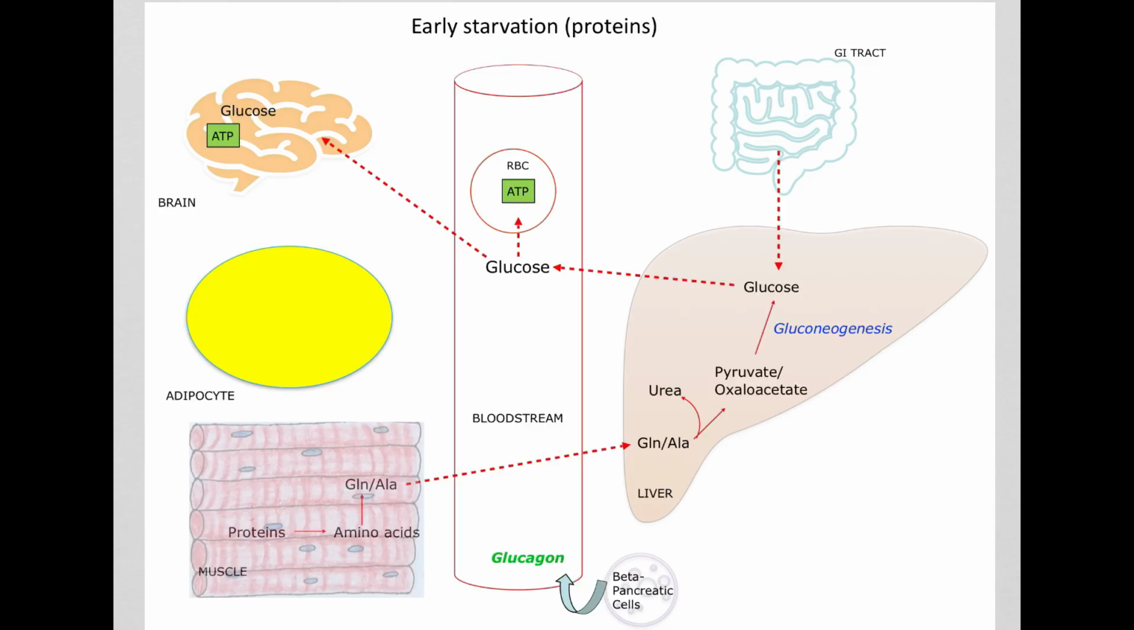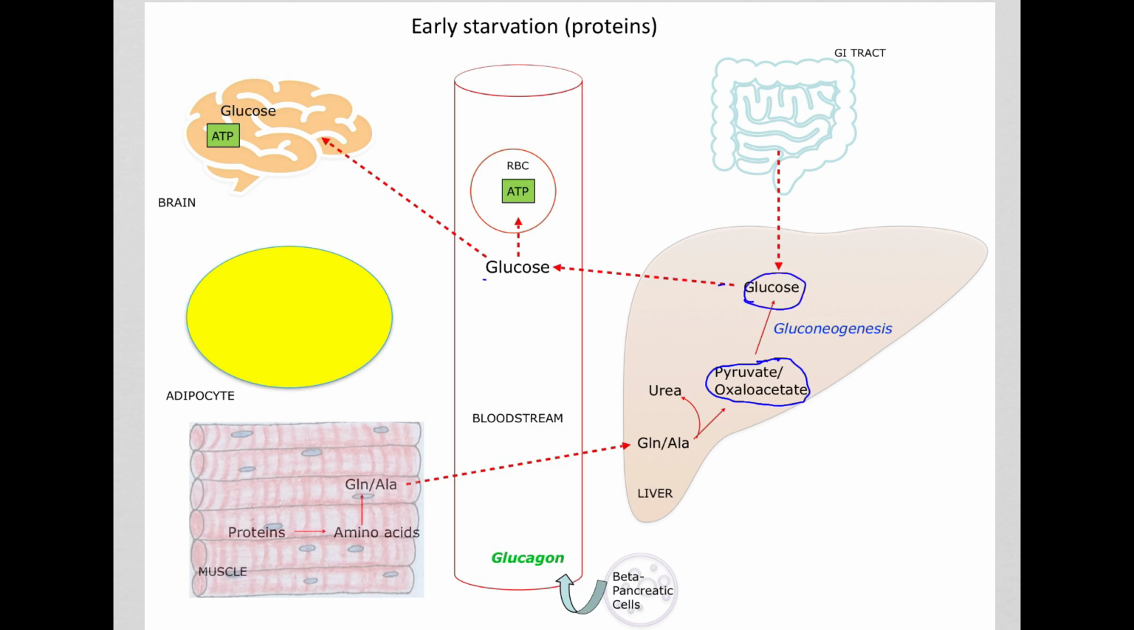Now there is another process that also slowly starts happening as we go from the fed state into the early starvation state. This process is called gluconeogenesis. Neo means new, genesis is synthesis, gluco is glucose. So this is synthesis of new glucose, not glycogen, not the glucose from glycogen, but synthesis of totally new glucose. So the liver takes building blocks of glucose, two most important being pyruvate and oxaloacetate, and converts them into glucose.